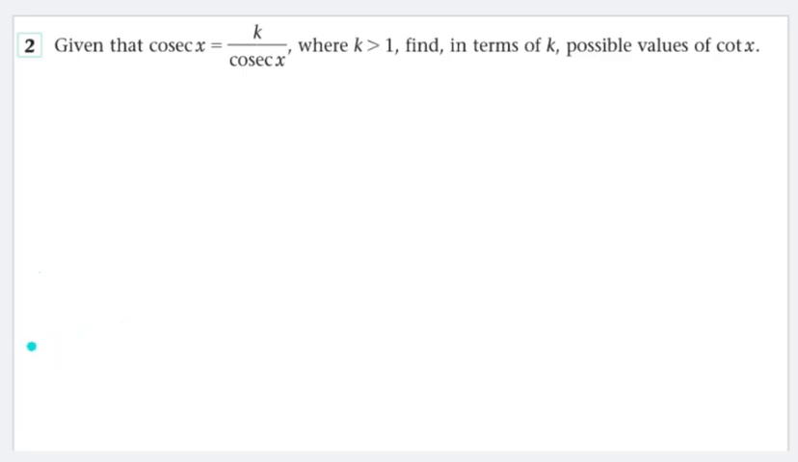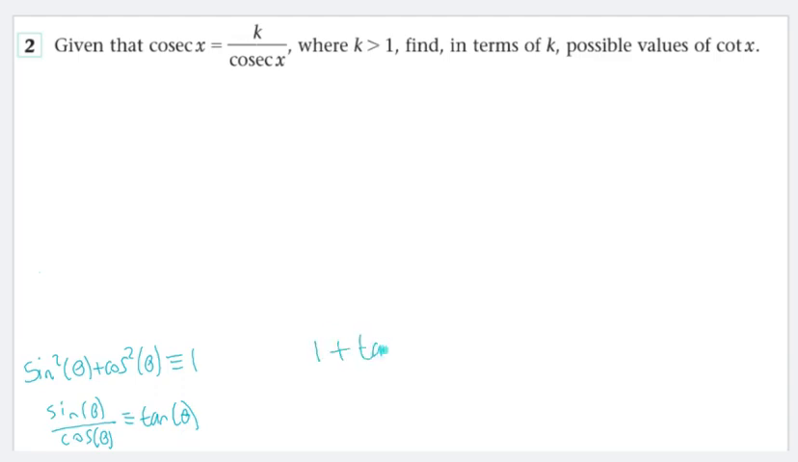So the identities that we acquired, in addition to the ones that we should already know, which are sine squared theta plus cos squared theta is identical to 1, along with sine theta over cos theta is identical to tan theta. We have also acquired the identities 1 plus tan squared theta is identical to sec squared theta, and also 1 plus cot squared theta is identical to cosec squared theta. So that being said, let's go.